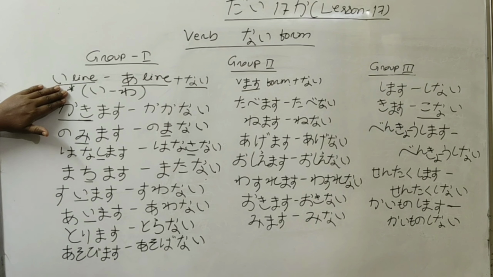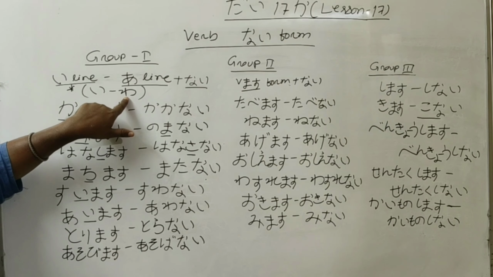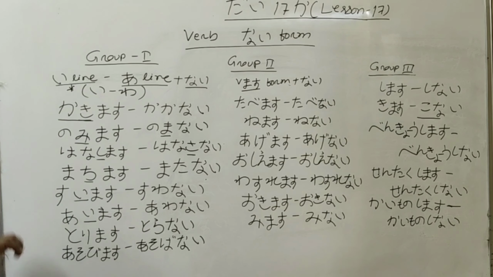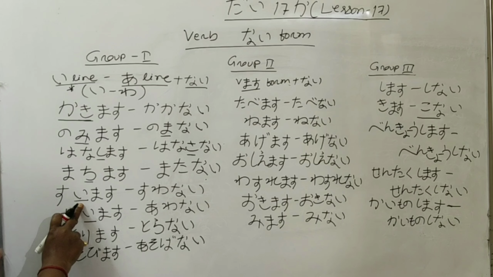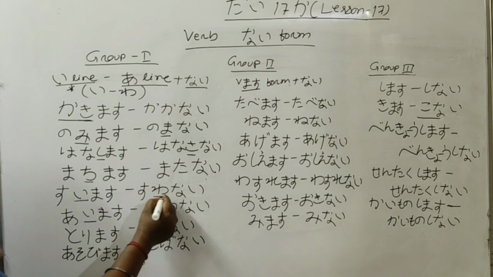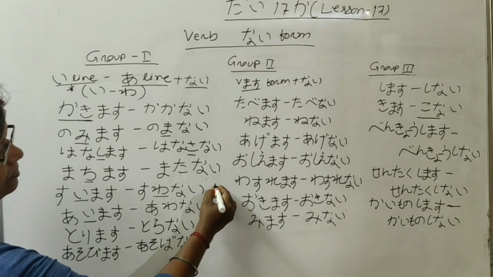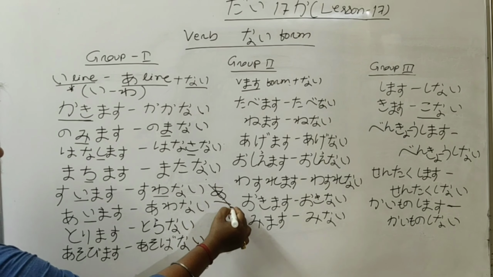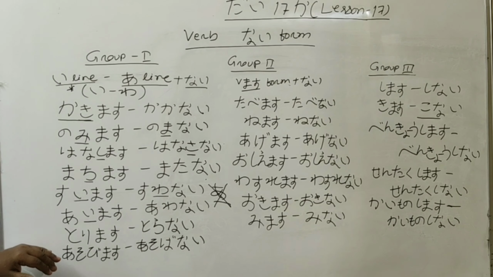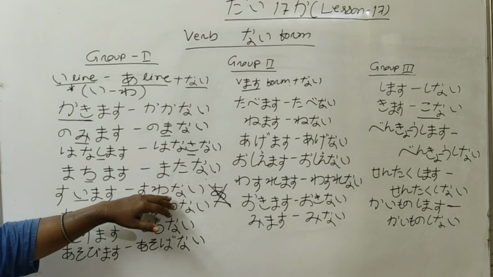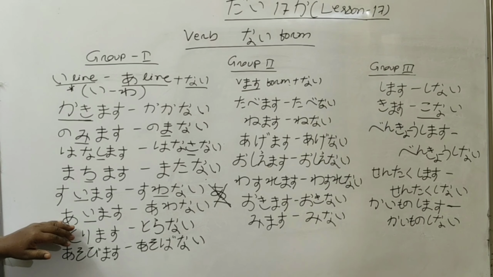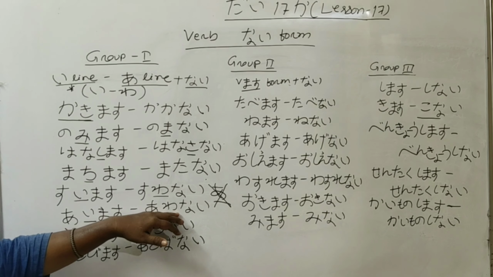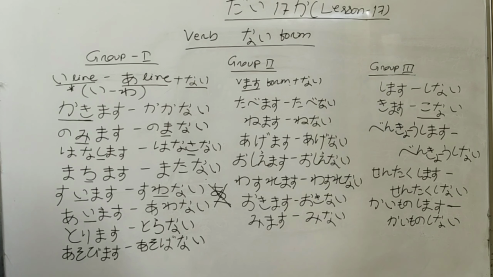But here suimasu and aimasu. As mentioned here, the E line changes to wa. This is special. It means when the E line comes, it changes to wa instead of a. As per this rule, it won't take a, it takes wa. Suimasu, suwanai. Similarly, aimasu, awanai. Kaimasu, kawanai, like this. Okay.